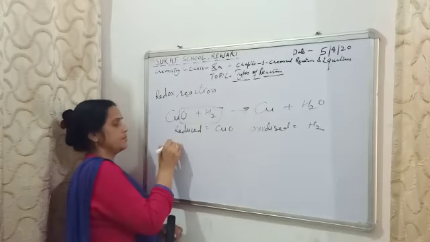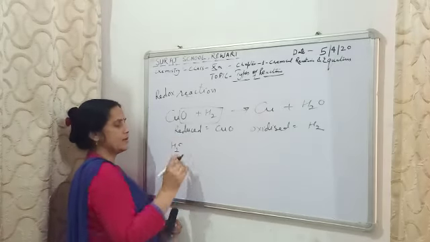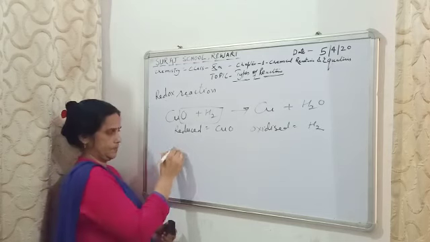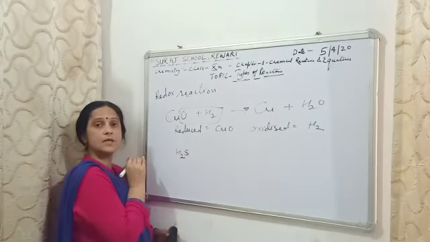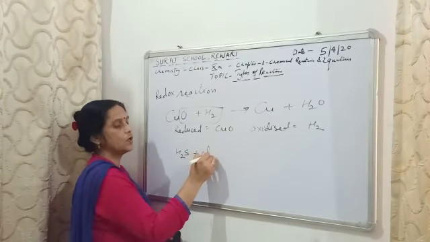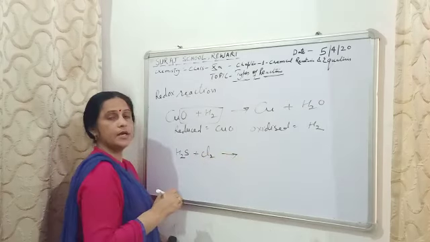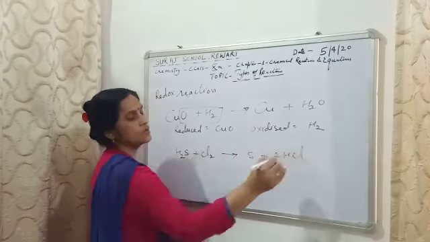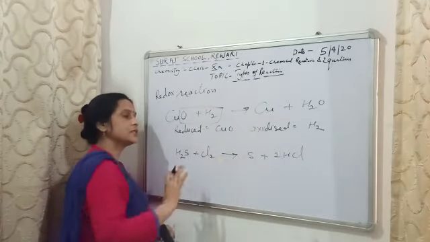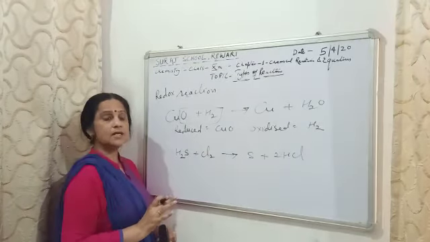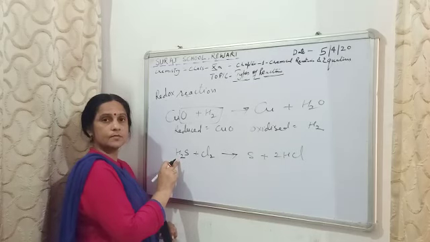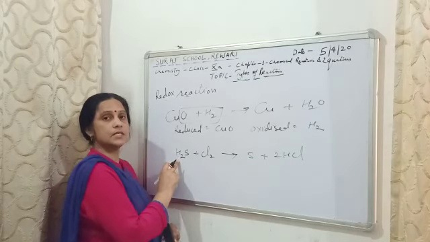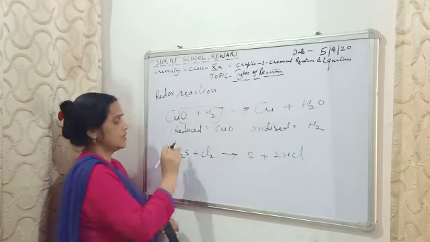Another example. Hydrogen sulfide reacts with chlorine. It forms sulfur and hydrogen chloride. Now in this reaction, no oxygen is there, but hydrogen is present. So let us see which one is oxidized and which one is reduced.